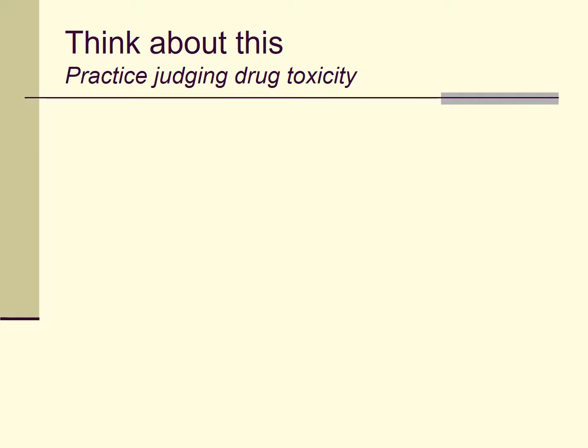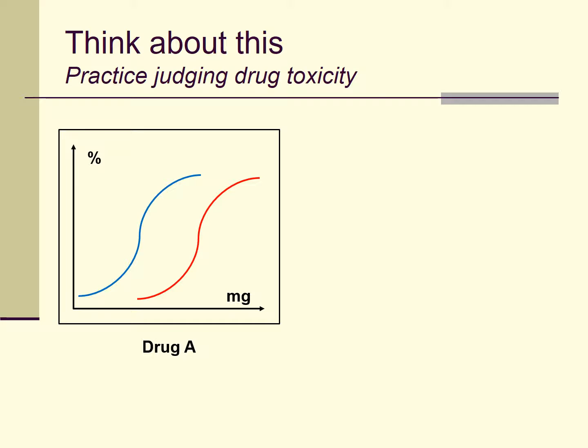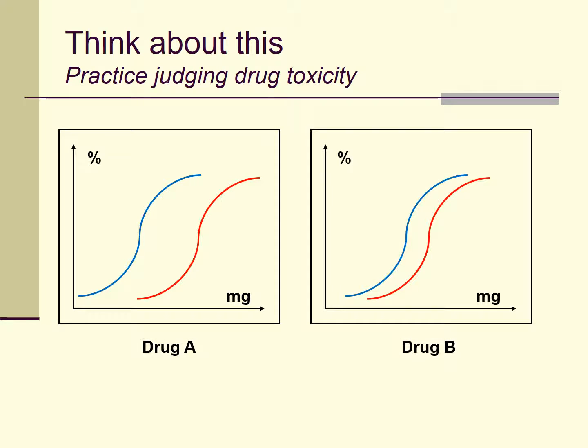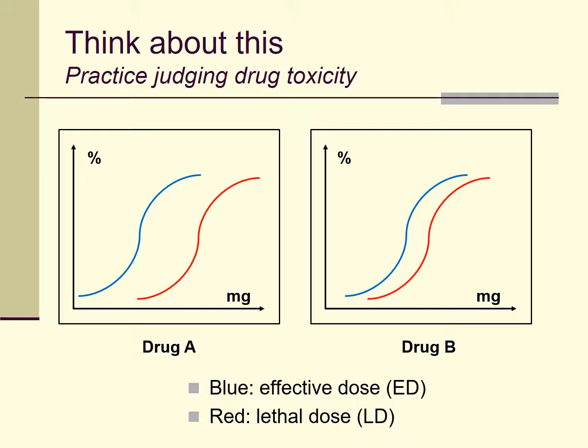So I've been kind of talking on and on right now. Let's pause and let you think about this. Here's an example. I want you to practice judging the toxicity of drugs based on their effective and lethal dosing curves. So here's drug A, and here's drug B. And in case it's not obvious to you, the blue line here is the effective dose curve, and the red line here is the lethal dose curve. So think about drug A and think about drug B and think which of these two drugs is more toxic, which is the more dangerous of the two drugs to use.